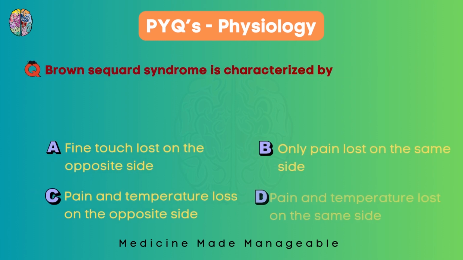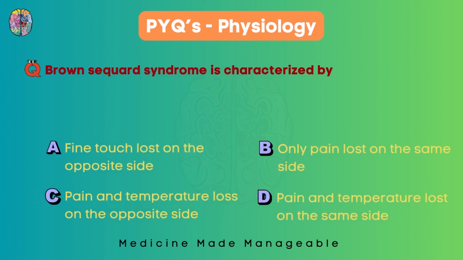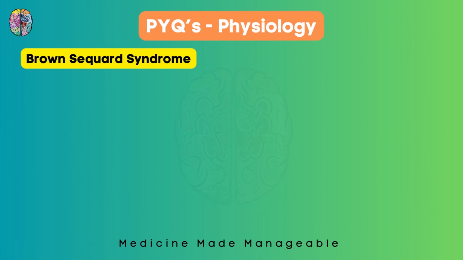Now, Brown-Séquard syndrome is characterized by fine touch lost on the opposite side, only pain lost on the same side, pain and temperature loss on the opposite side, or pain and temperature lost on the same side. If I go and explain Brown-Séquard syndrome in detail, this video is going to be very long. So if you want me to make a separate video on this topic, please let me know.